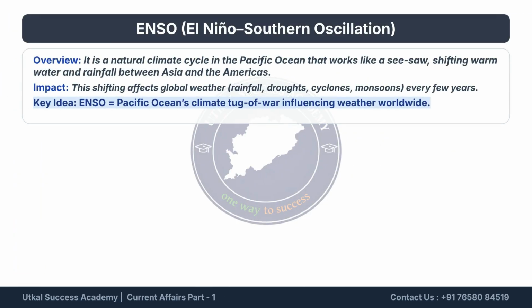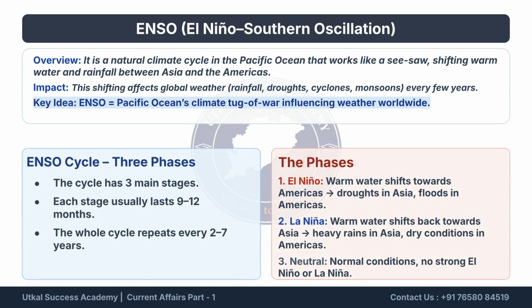The ENSO, or El Niño Southern Oscillation, is a natural climate cycle in the Pacific Ocean that shifts warm water and rainfall. This three-phase cycle affects global weather, lasting 9 to 12 months, and repeats every 2 to 7 years.